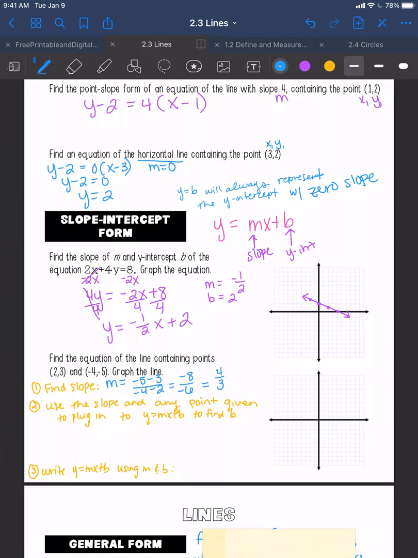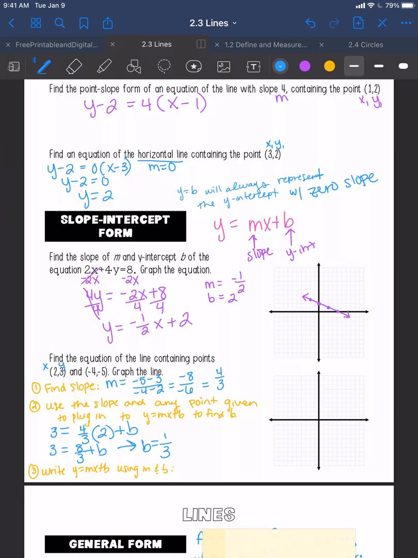Now that we have the slope, we can use that and any point given to plug into y equals mx plus b in order to find b. Or you could use point slope form and simplify. It really doesn't matter. Since I haven't done the y-intercept form yet, I'll do it right here. So I'm going to use 2, 3 since there's no negatives. So it's going to be my x, y. So I'm going to do 3 equals 4/3 times 2 plus b. That's 3 equals 8/3 plus b. And when you solve for b, you get b is equal to 1/3.